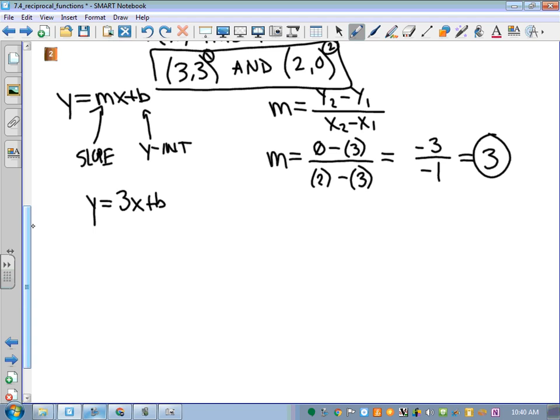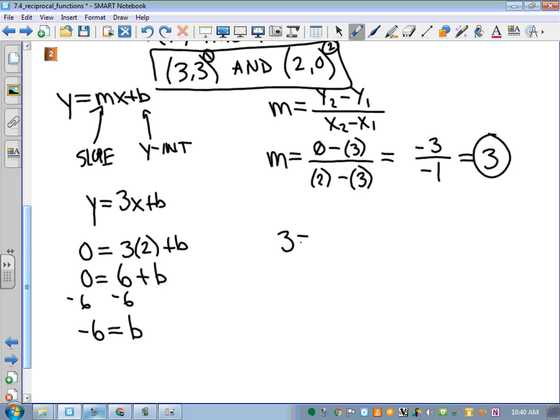So if I put 0 in for y and 2 in for x, I get that 0 is equal to 6 plus b. When I subtract 6, I get -6 is equal to b. I want to show you it works with both points. If I put 3 in for y and 3 in for x, what I get is that 3 is equal to 9 plus b. I subtract that 9, I get that -6 is equal to b.